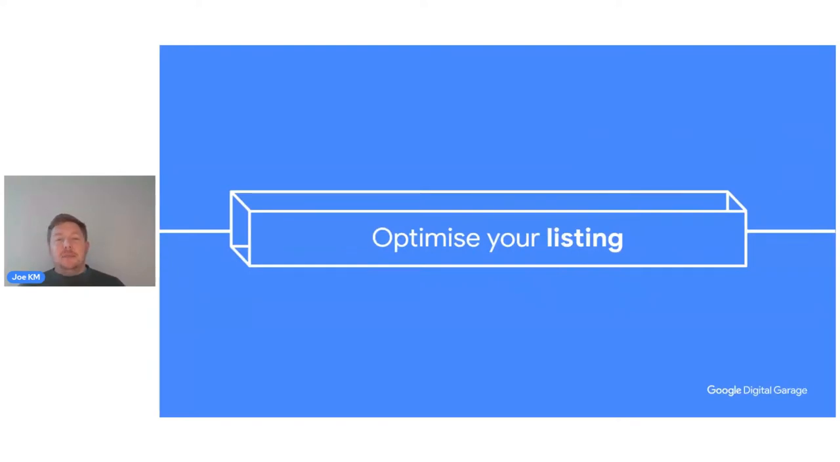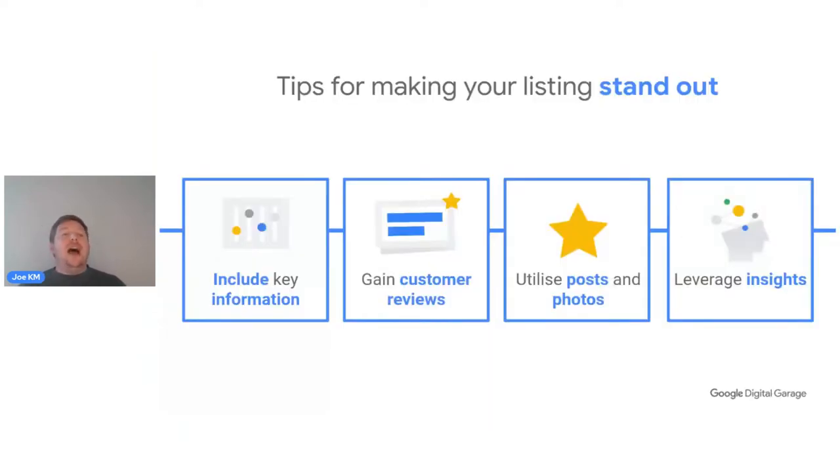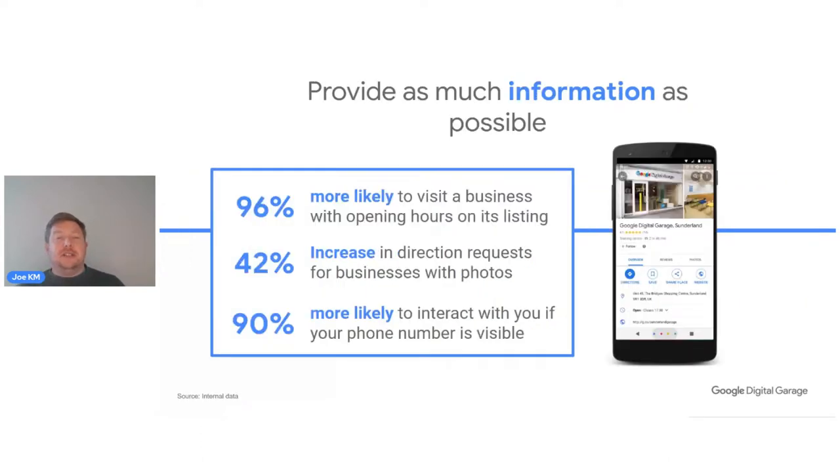So next of all is optimizing it. Essentially, optimizing it means changing it, means keeping it up to date. You want to make it stand out from the rest. So how can we do this? You can include key information, gain more customer reviews, utilize posts and photos, and leverage the insights that you get for free from your Google Maps listing.